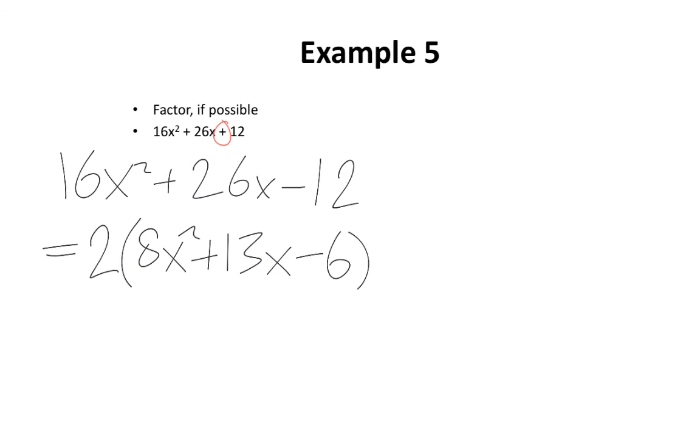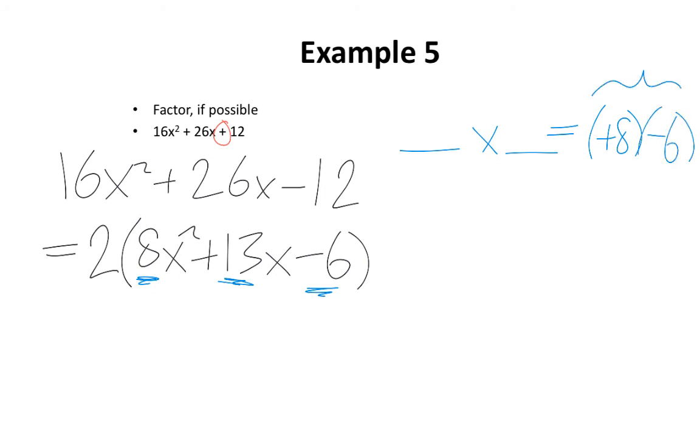At this point, you want to take a close look at all of these three numbers, 8, 13, and negative 6. You want to find two numbers that when multiplied together will give you the product of positive 8 and negative 6. Positive 8 multiplied by negative 6 is negative 48. As well, you want to find two numbers that when added together will give you positive 13.